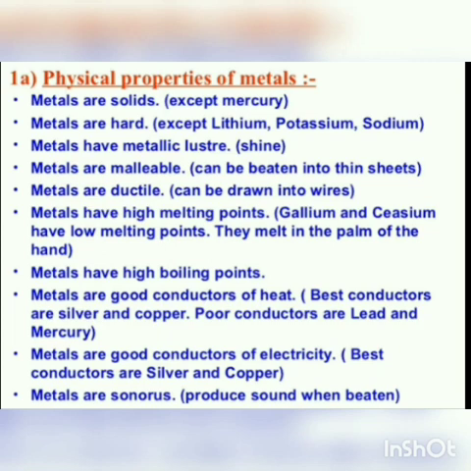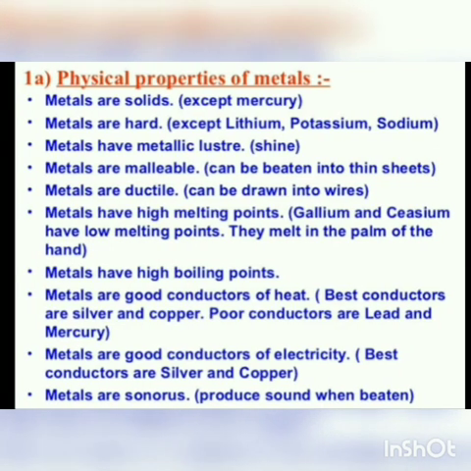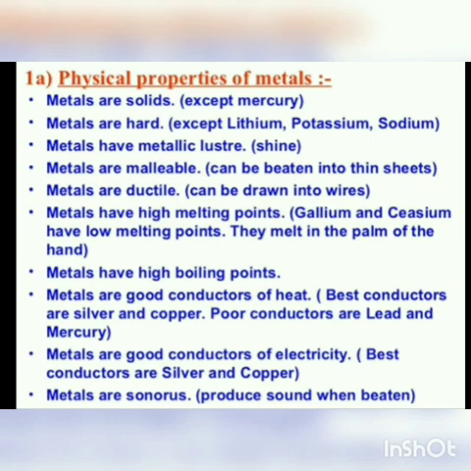Examples: gold, silver, platinum. Metals are malleable. What is the meaning of malleable? It can be beaten into thin sheets without breaking and cracking. That is known as malleable. So all the metals have the malleable character. And then metals are ductile. That means they can be drawn into thin wires. For example, even 1 gram of gold can be drawn into 2 kilometers in length.